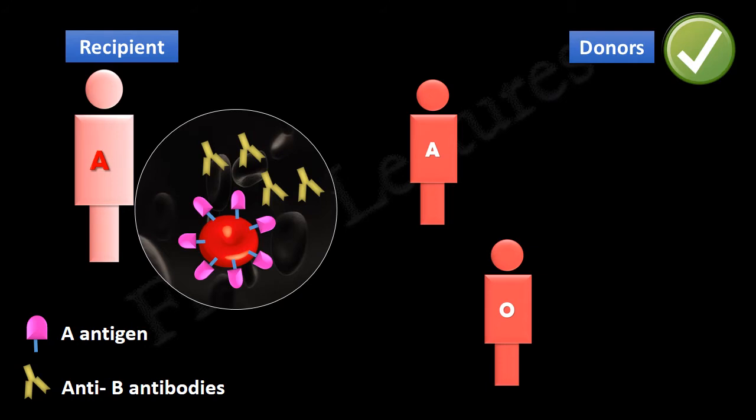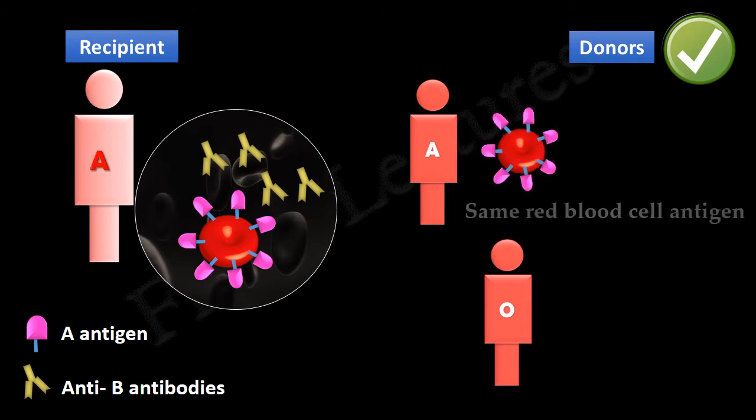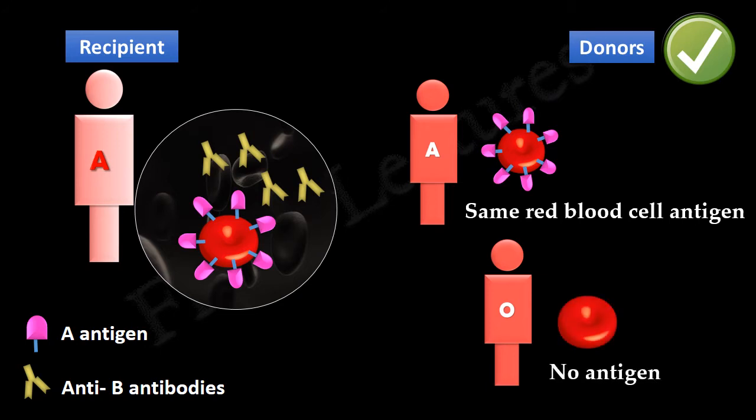This is because the donor with blood group A has the same antigen on the RBCs, that is A antigen. Donor with blood group O has no antigens on their RBCs. So, blood transfusion from A and O blood types will not induce an immune response in the recipient. Thus, A and O blood types are compatible blood for a recipient with blood type A.